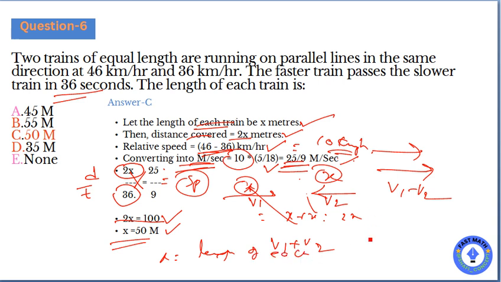That means both trains of 50 meters length are passing each other in the same direction. This train is 46 kmph and this train is 36 kmph. Both cross in 36 seconds. As per the problem, this is the final result.